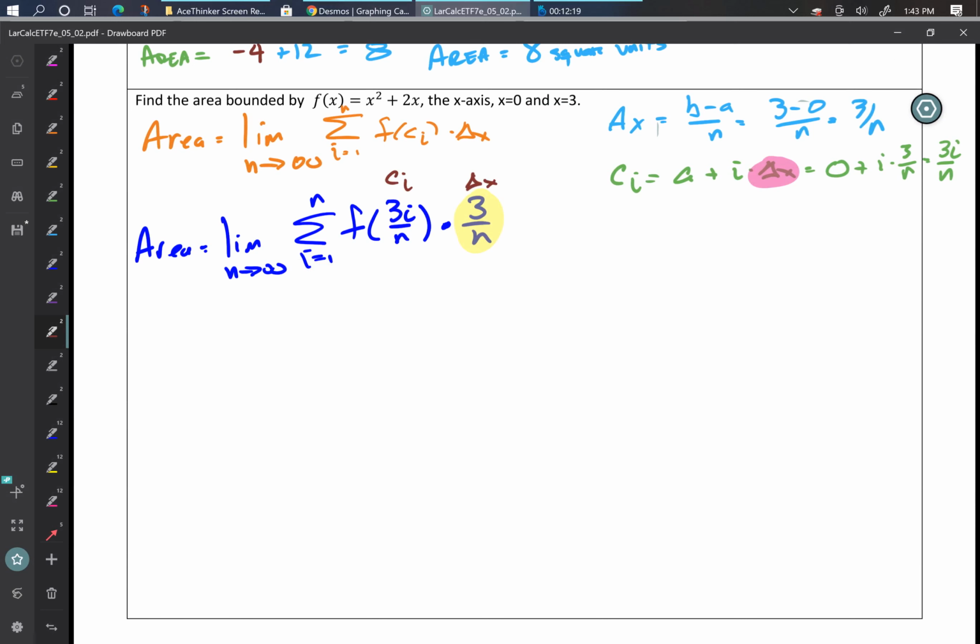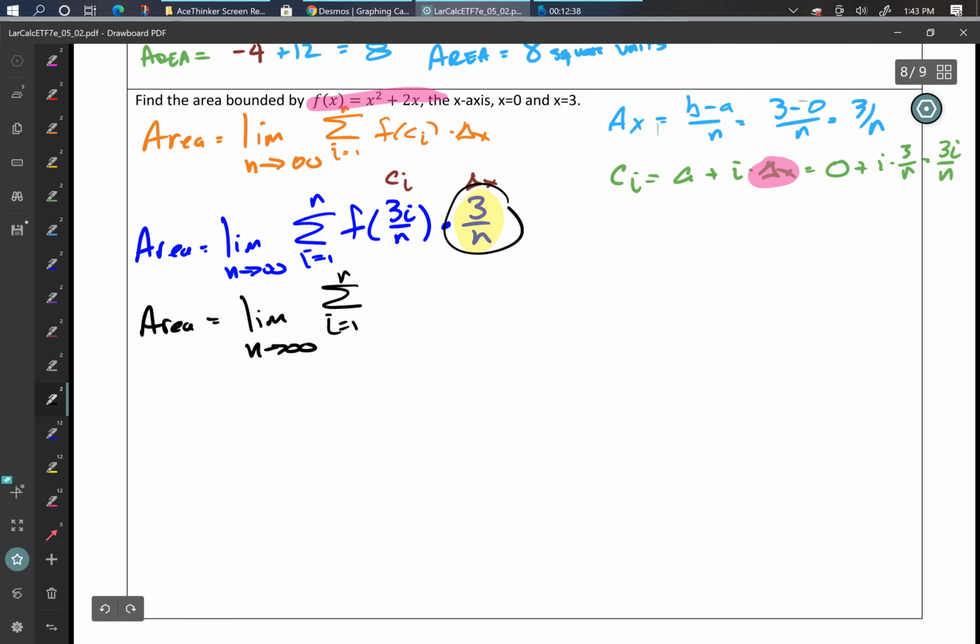Next step, I need to apply the function f of x here and see what happens. So let's see that I'm going to get my area is going to be equal to the limit as n approaches infinity of the summation as I goes from 1 to n of, and I'm going to move this 3 over n out into the front here, 3 over n times f of 3i over n. So that's going to give me 3i over n squared plus 2 times 3i over n.